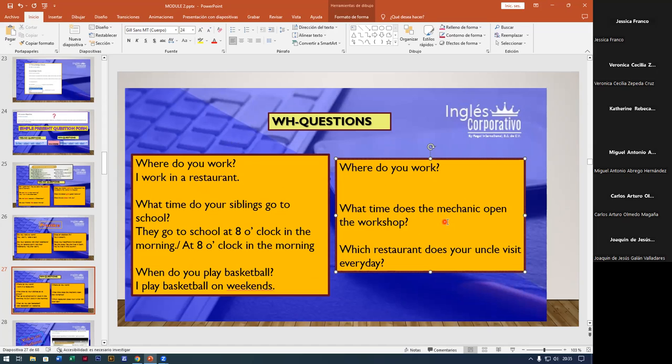Like, what time does the mechanic open the workshop? Now we have the third person. What time is my WH word. The auxiliary is does, because the mechanic is only one person, probably a man or a woman. Because in reality, women can also be mechanics. So it's he or she, only one person, third person singular. Then you have the verb in base form and then the complement.